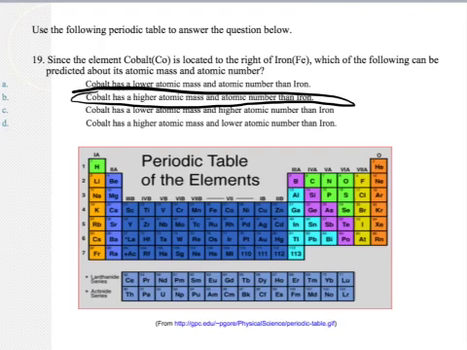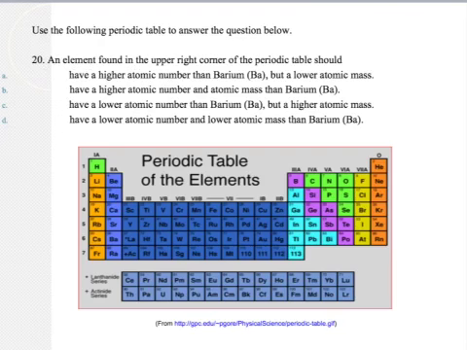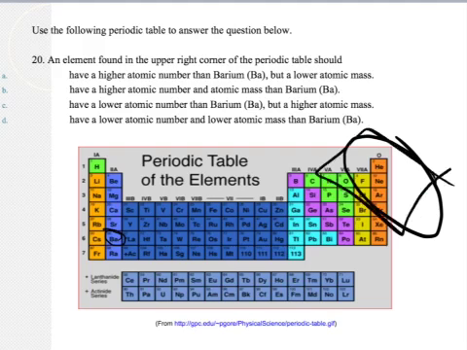An element found in the upper right of the periodic table would, so the upper right, over here, okay, have where's barium? Barium is all the way over here. So would it have a higher atomic number or a lower? If it's in the upper right, it should have a lower atomic number, right? So higher atomic number, higher atomic number. Okay? Now, would it have a higher atomic mass than barium if it had a lower atomic number? No, it wouldn't. So correct answer is D. It would have a lower atomic number and a lower atomic mass.